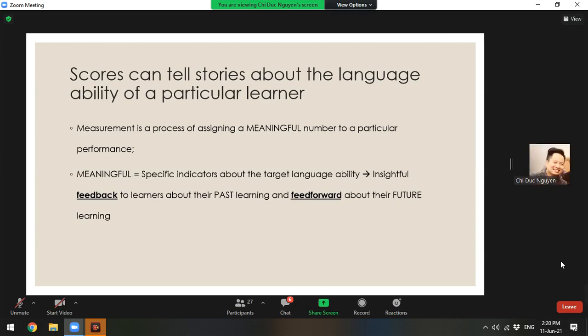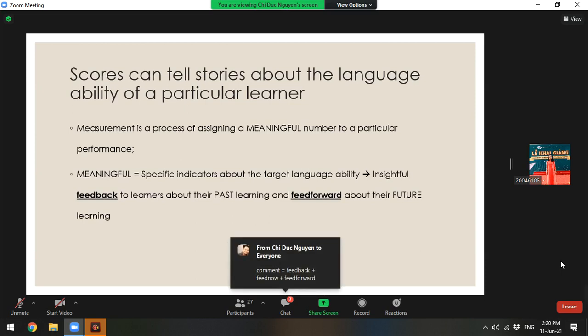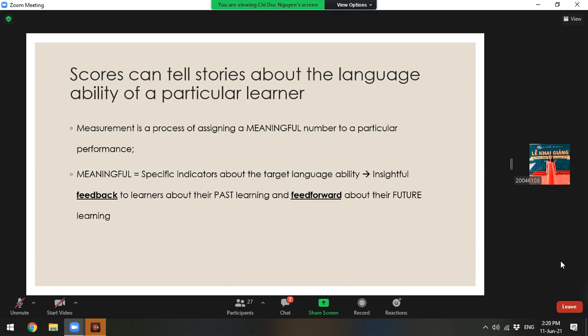And feedback is the commands regarding their past performance. Very good. So they gave the performance and then you give the feedback for them. Feed now is when they are delivering, for example, the presentation or their performance. You give them the commands for them to know what to do right now at that moment. And feed forward is what they should do in the future for the next performance. Very good. Yeah. So that is the story that we can tell with the students themselves.